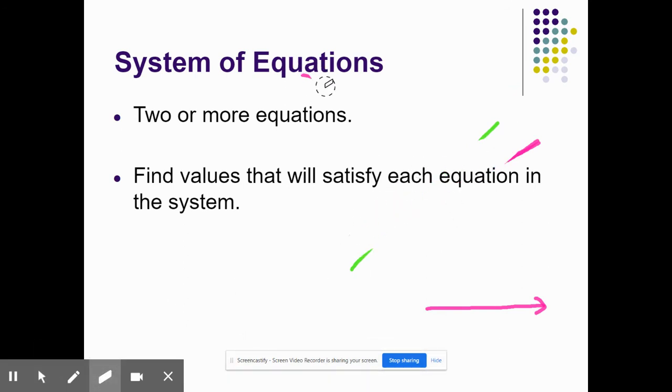All right. So a system of equations is when you have two or more equations. And again, right now we're going to focus on just two equations. When you get to algebra 2, you might talk about three equations. And you're going to find values that will satisfy each equation. So your x and y value will be an answer for both of the equations that you're talking about.